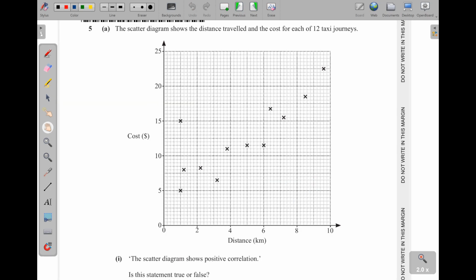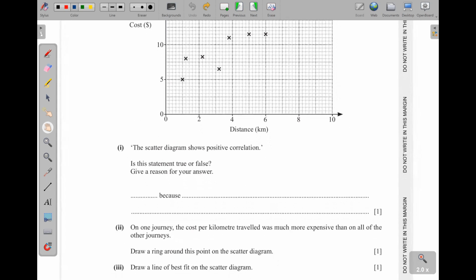Question 5 part A is from statistics. They are saying that the scatter diagram shows the distance traveled and the cost for each of 12 taxi journeys. Roman 1, the scatter diagram shows positive correlation. Is this statement false or true? It is actually correct because you can see that these points are increasing. So the increase in the distance leads to the increase in the cost here. So my answer is going to be true. So right here, true.